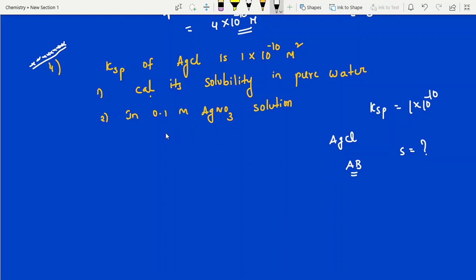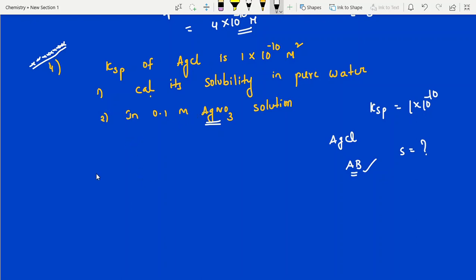But the next point is easy. Calculate its solubility in pure water. Pure water means AB type, whatever expression we have taken, you can do it like that. But in 0.1 molar AgNO3 solution, it's a common ion. If you add a common ion, what happens? Solubility definitely decreases, according to Le Chatelier's principle. I explained it in the previous video concept, go through that.